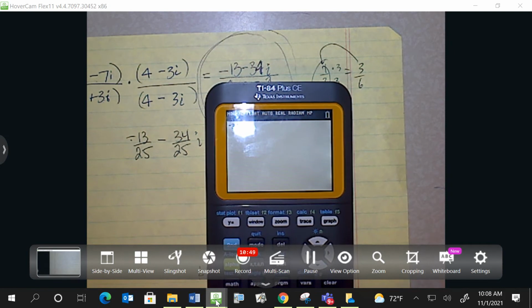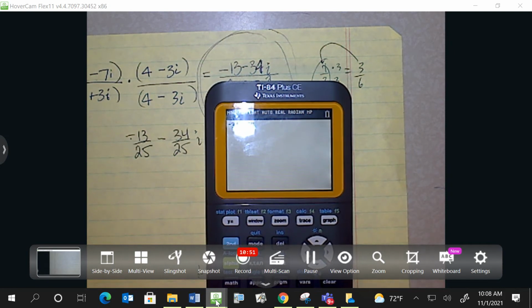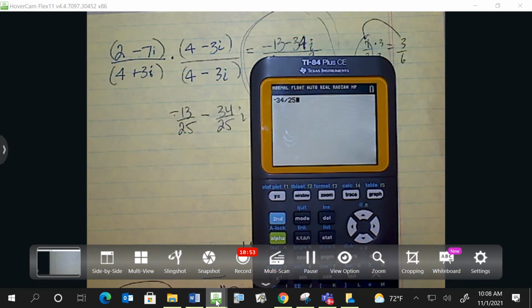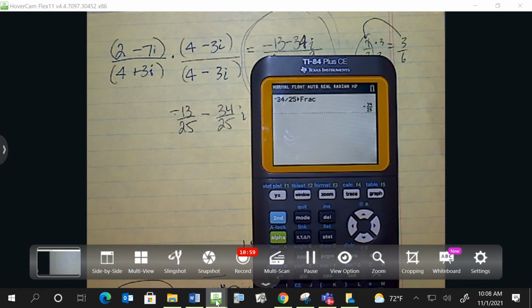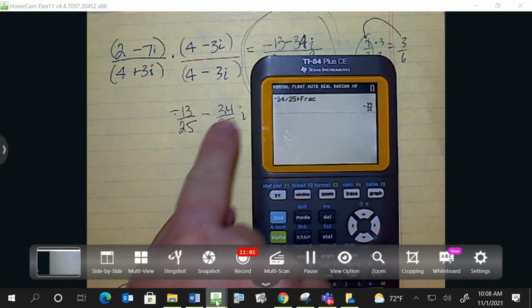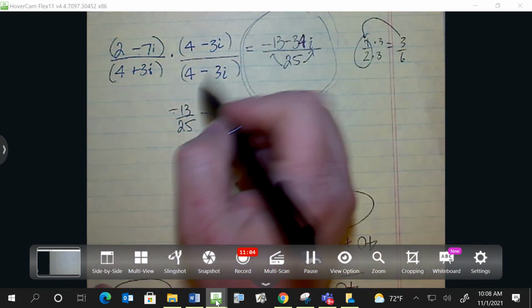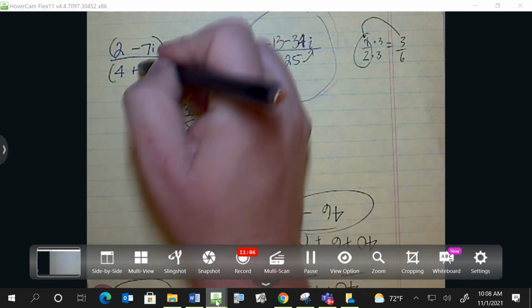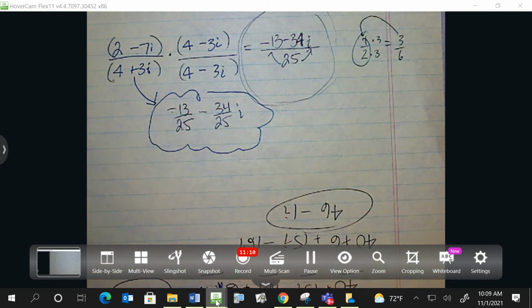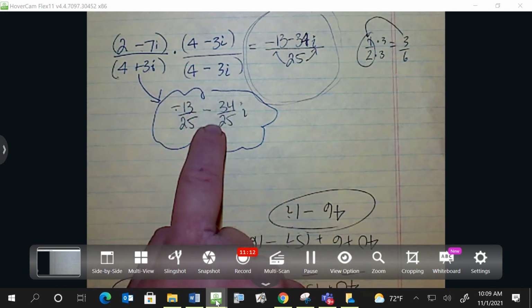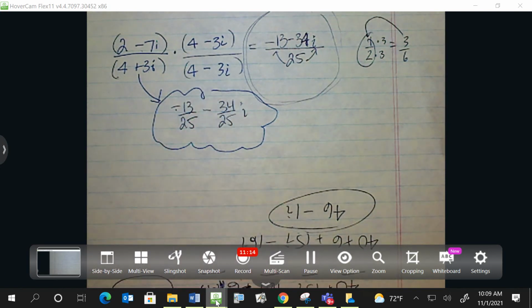Negative 34 divided by 25. Again, some of you can do this in your head. Others will want to use a calculator as a tool. Hit math once. Press enter, bottom right-hand corner, twice. If it's the same number, it means it cannot be reduced. This is my final answer. So these two are equivalent, but this is in proper form. This is the real portion. This is the imaginary portion of the complex number.